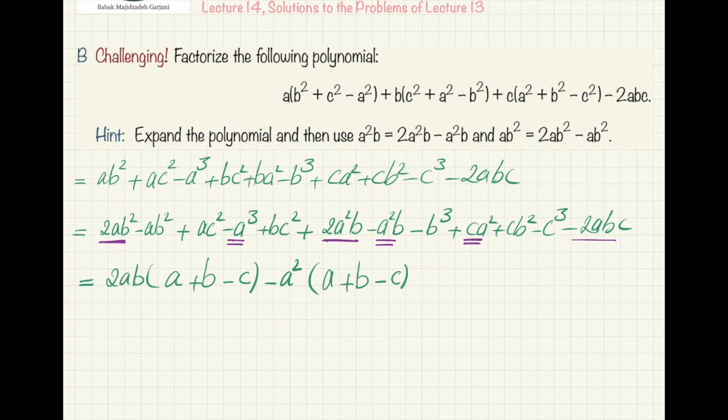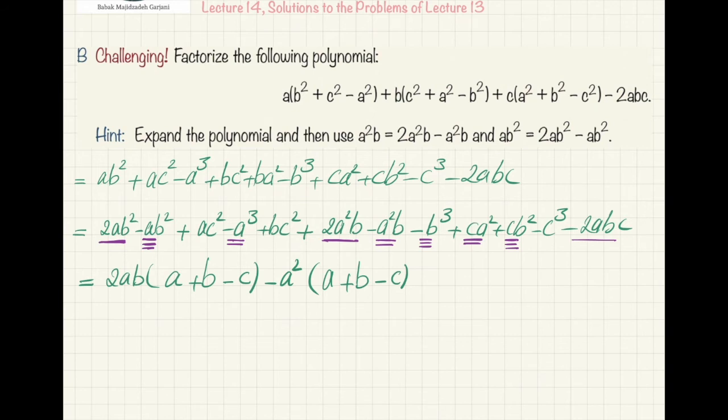Okay, so here I can do the same thing for negative b squared. So how? I will take this one, and I will take this one, and this one. Yes, I factored negative b squared out.